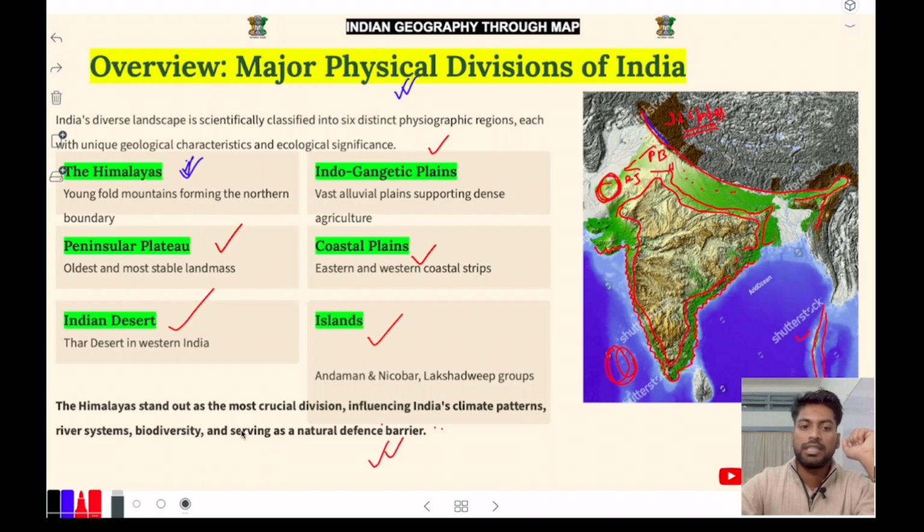Just read this one. Okay, Himalaya is full of biodiversity. Many rivers originate from Himalaya. Then it influences the climate pattern because it creates a natural barrier on the northern side. Okay, chalo, next.